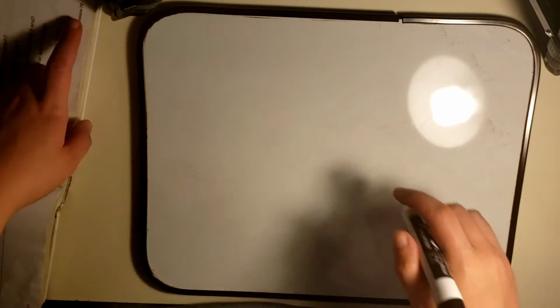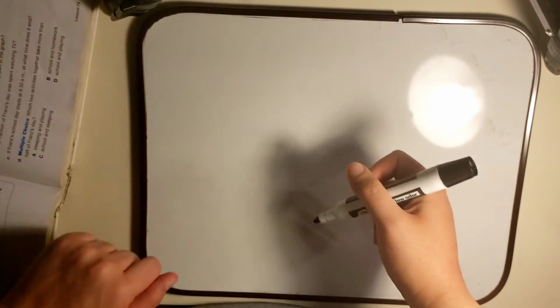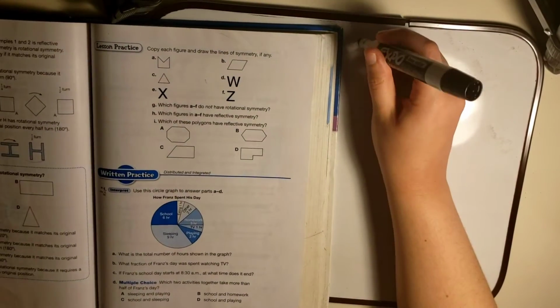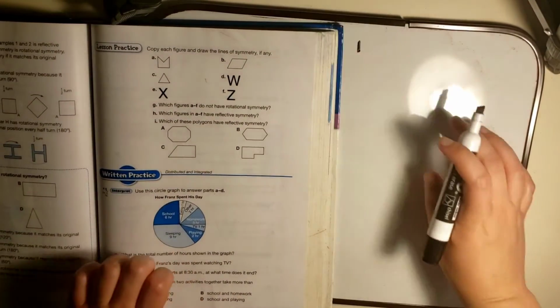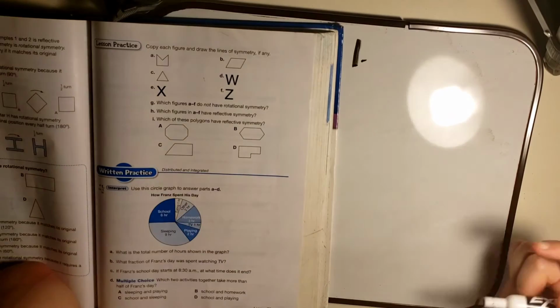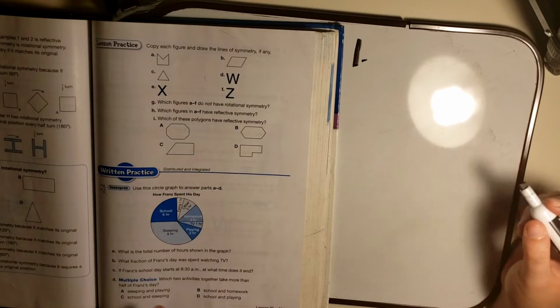It's on page 505, and I'm doing number 1 with you. So I'm going to move it over here, and I'm just going to do 1 over there. Can you see all of number 1? Yes, you can. Awesome. Alright. Number 1 says, use this circle graph to answer parts A through D.